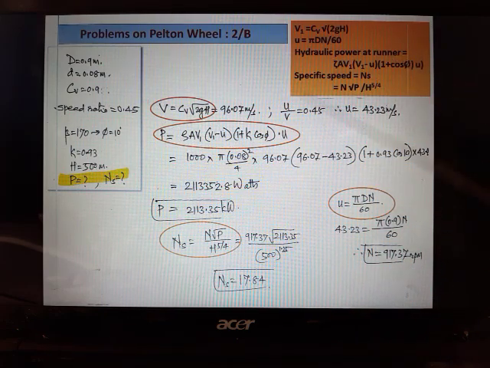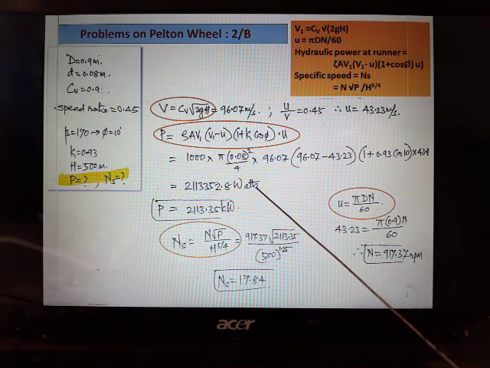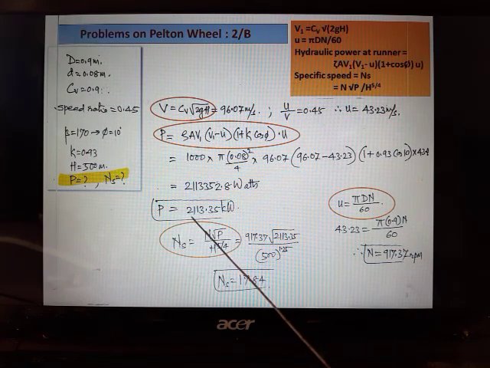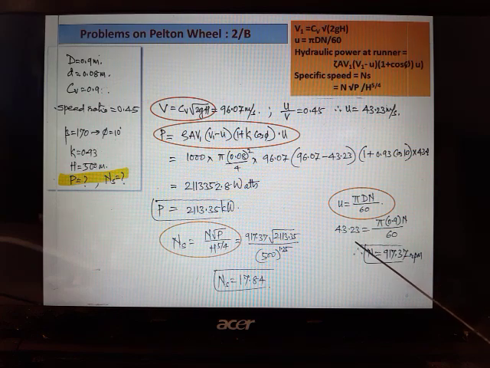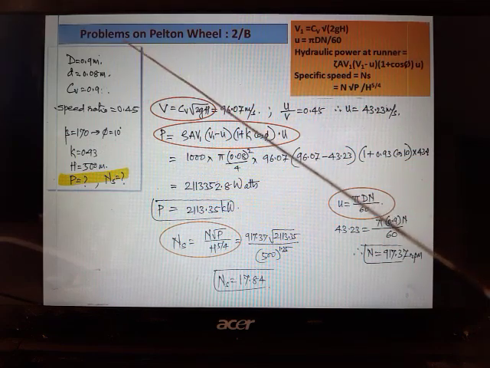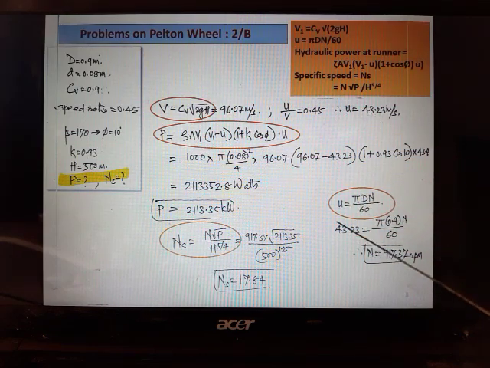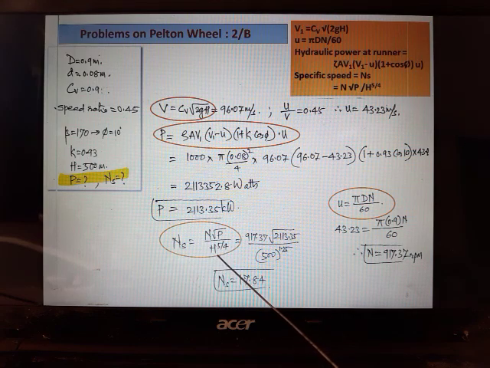With these values, power at the runner is given by this expression. If I substitute everything, I'll be getting this as so many watts. So I divide by 1000, 2113.35 kilowatts. Then u equal to pi d n by 60 will give you the value of n, because the diameter is given, and then u is worked out. So n comes out to be 913.37 rpm. Then I have this relation, specific speed Ns equal to N root P divided by H raised to 5 by 4. So Ns can be calculated.